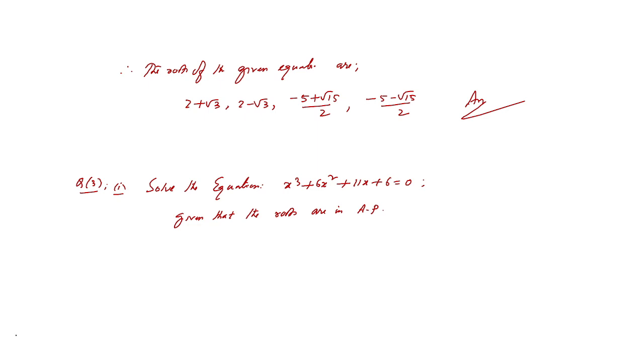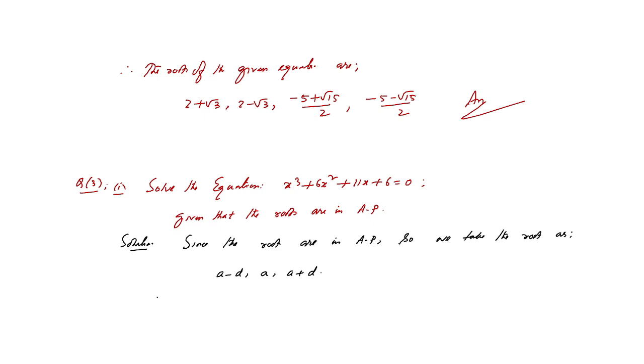Now the question is how to solve. Solution. Since the roots are in arithmetic progression, we take the roots as, say, a minus d, a and a plus d. These roots are alpha, beta, gamma. Alpha equals a minus d, beta equals a, and gamma equals a plus d.